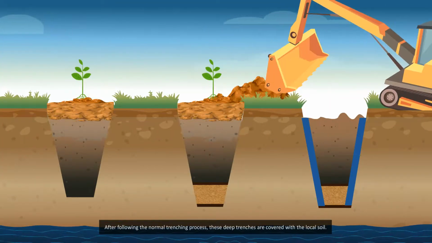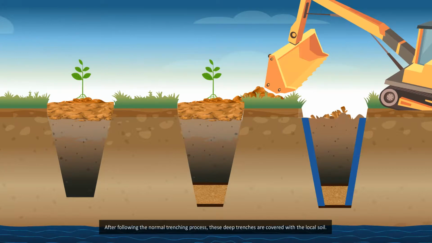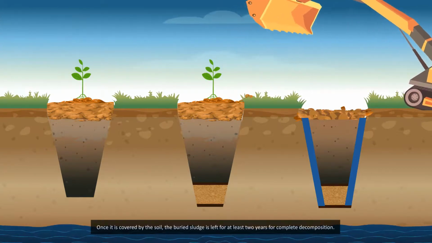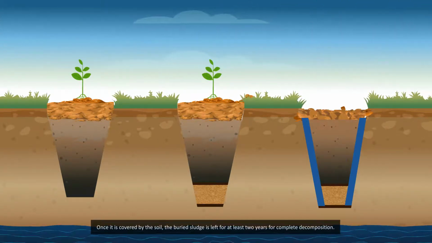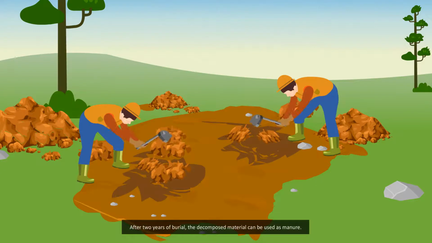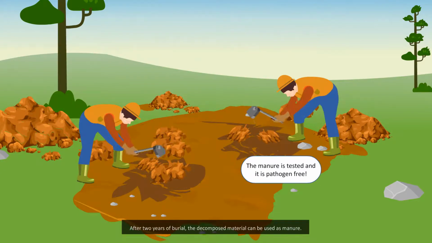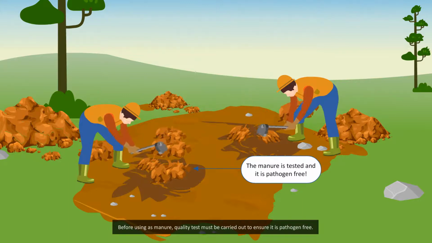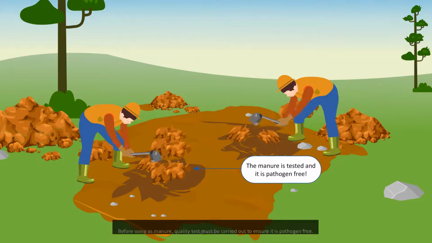After following the normal trenching process, these deep trenches are covered with the local soil. Once it is covered by the soil, the buried sludge is left for at least 2 years for complete decomposition. After 2 years of burial, the decomposed material can be used as manure. Before using as manure, quality test must be carried out to ensure it is pathogen-free.